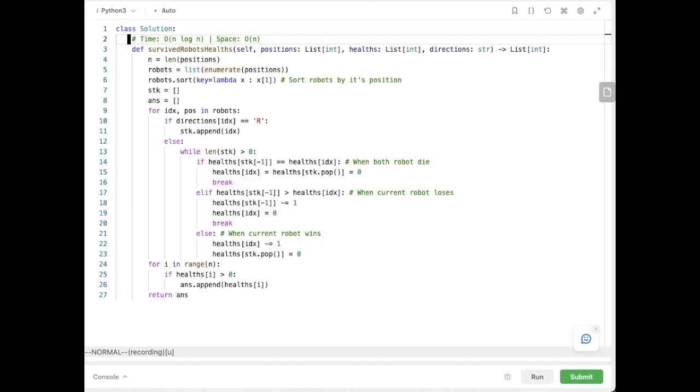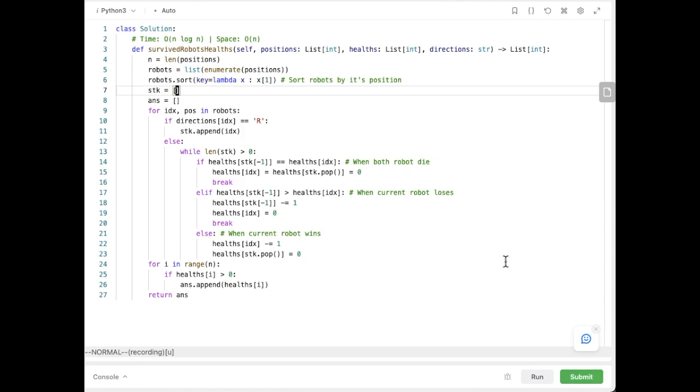So in this approach, the time complexity is O(n log n) because of the sorting on line 6. And the space complexity is O(n). There are a bunch of places where we have used O(n) space. So the first thing is the list on line 5, and even if we don't consider that, we still need to use the stack on line 7. So the space complexity of this solution has to be O(n) as well.